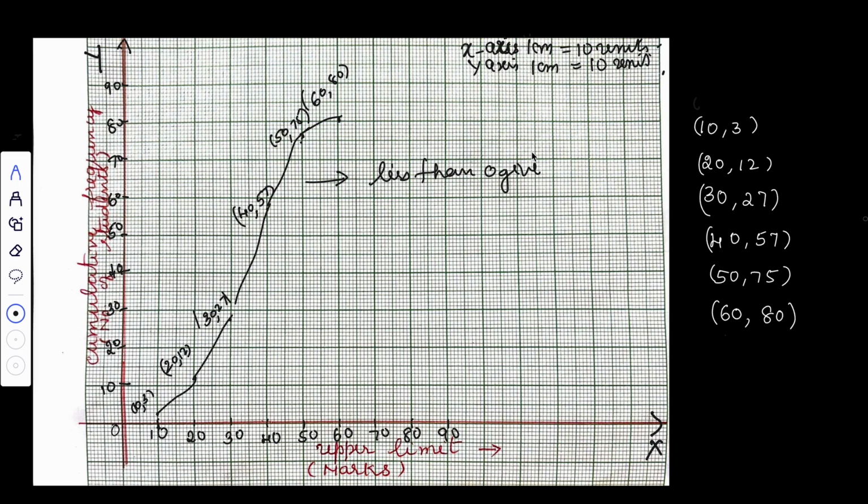Now one note for you: in the exam, if they give the cumulative frequency table directly, we directly draw the graph. If an ordinary frequency is given, we have to convert it into less than cumulative frequency. Then we draw the graph.